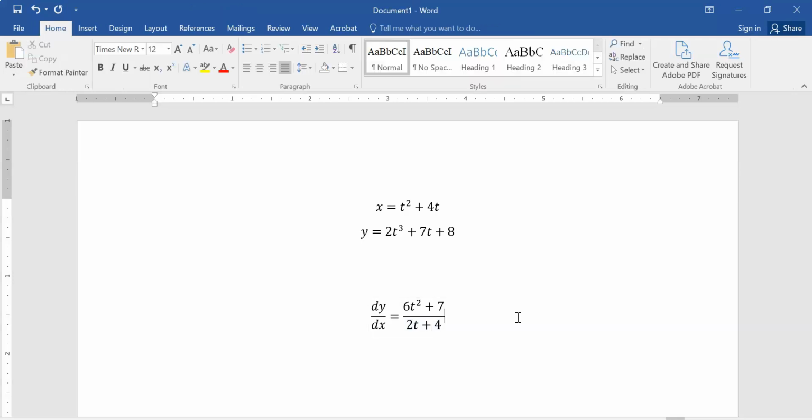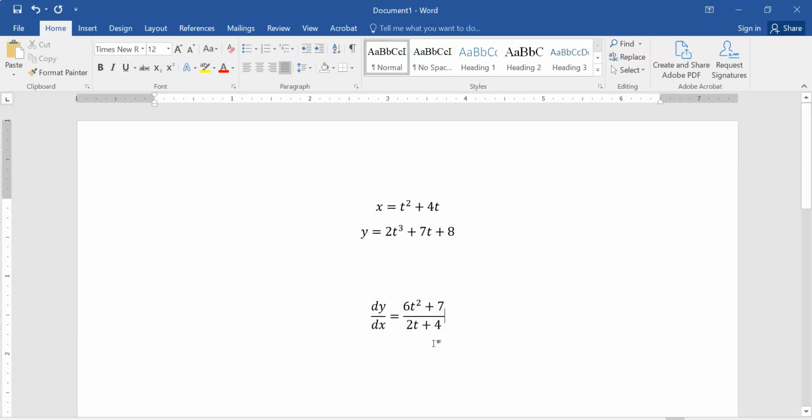And you can see that you end up with a derivative at every point other than when t is negative 2, because negative 2 would give you a 0 in the denominator. So that's what we're doing in this case.